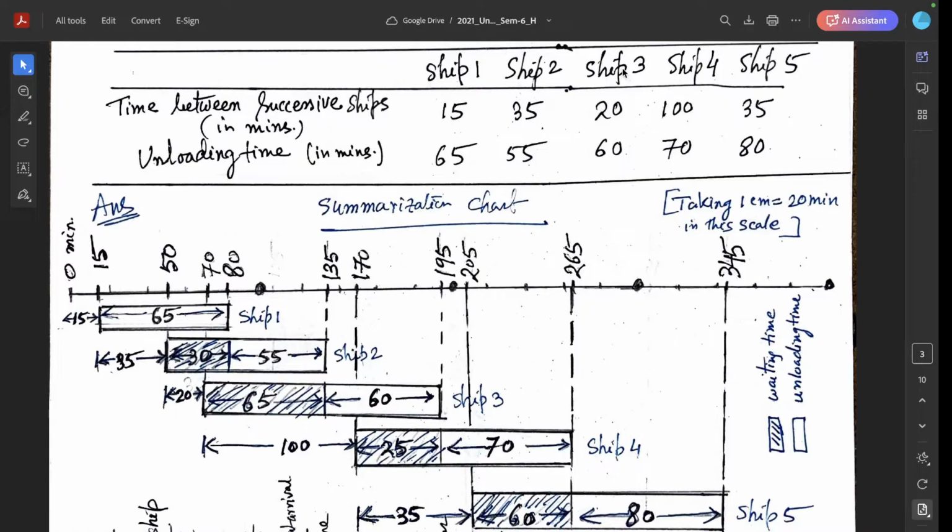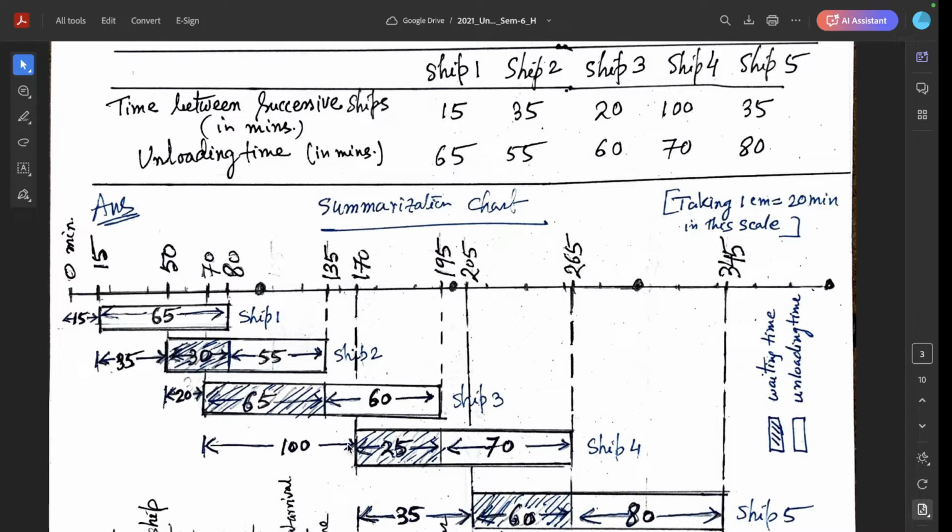Ship 3 enters the harbor 20 minutes after ship 2 enters. So 50 plus 20, that is at 70 minutes, ship 3 enters the harbor, and 135 minus 70, that is 65 minutes, is the waiting time for ship 3. The unloading time for ship 3 is 60 minutes. So 135 plus 60, that is 195 minutes, is when the unloading of ship 3 ends.